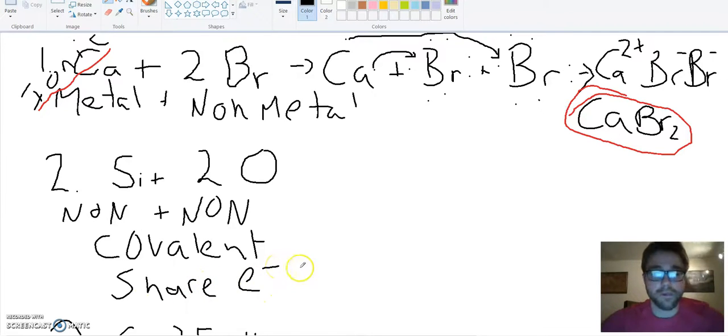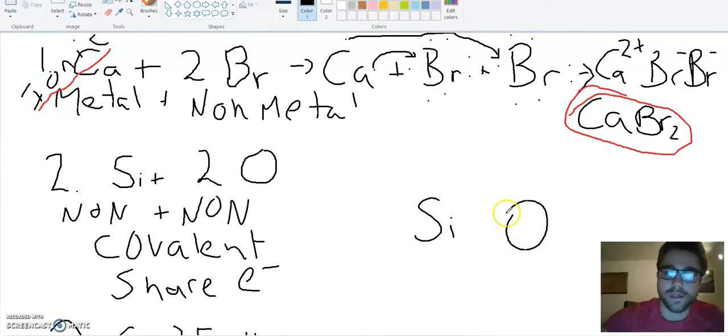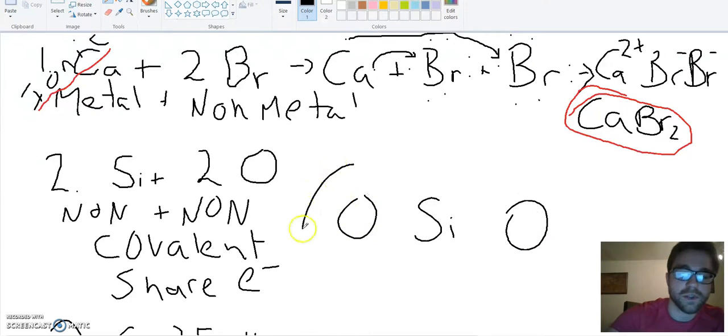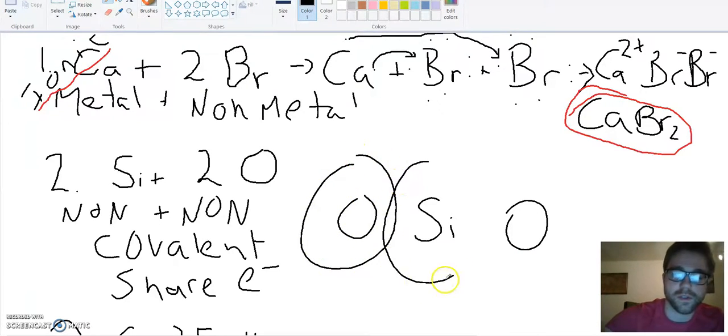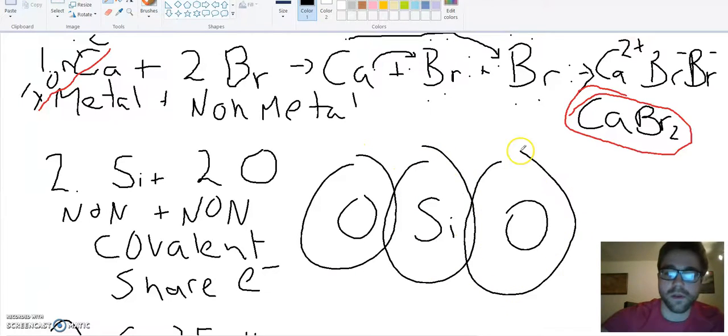All right, so we need to start out by writing the symbols. We have Si and 2 oxygen. Boom, done. So now we need to draw intersecting circles for all the atoms. Done. Now we need to draw electrons for all of them. And we need to draw the valence electrons.